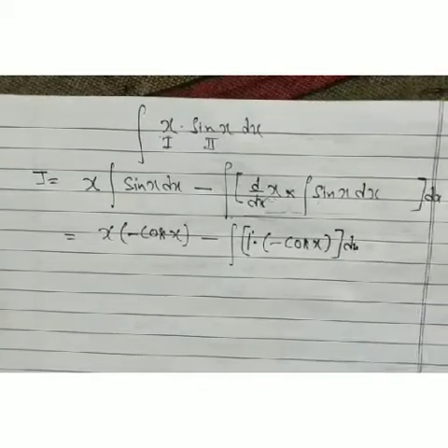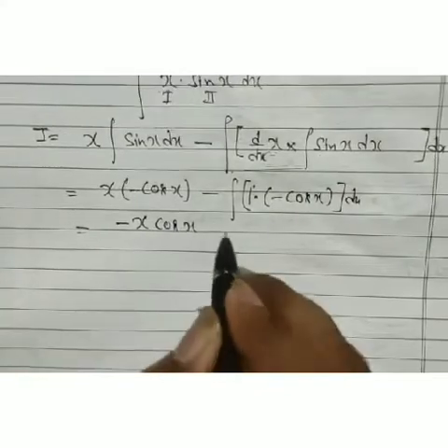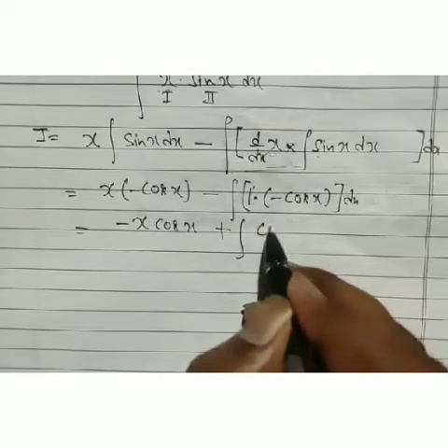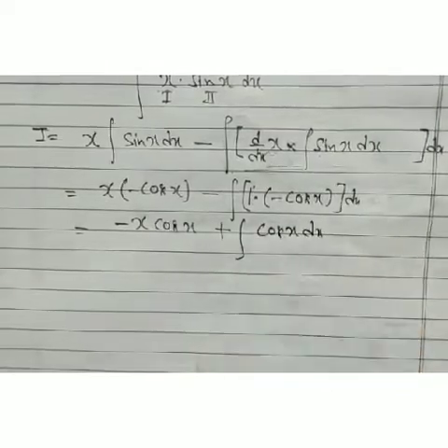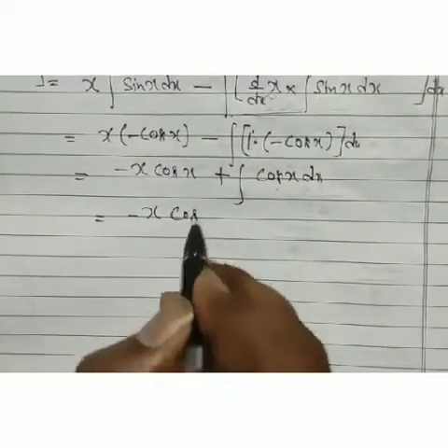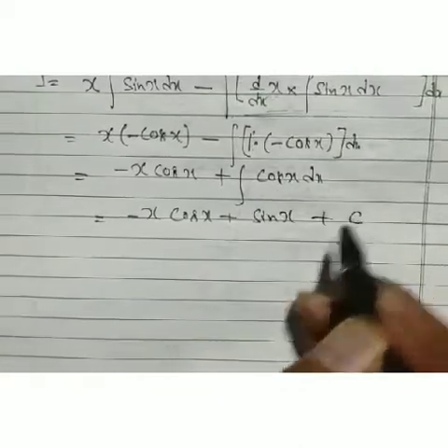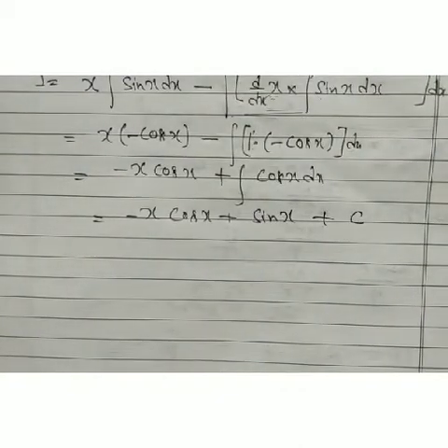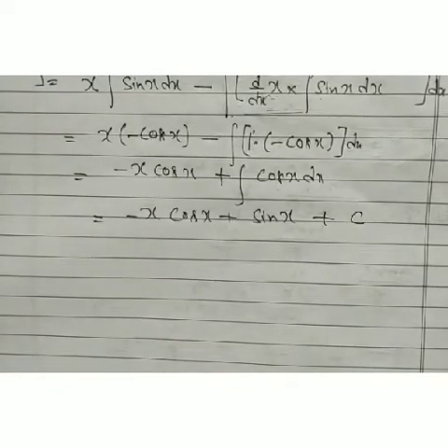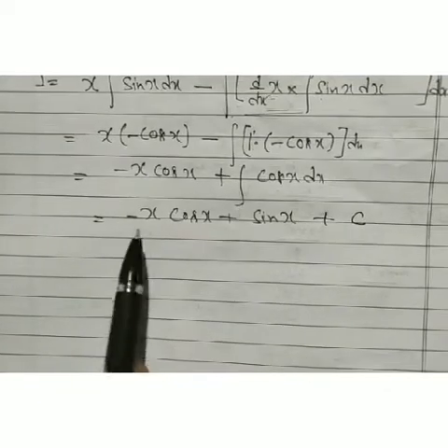And dx. Now it can be written as minus x cos x, and this is 1 into minus cos x, with the minus carried outside. Then we have cos x dx. Now we are going to find the integration of this cos x. Now what we have: minus x cos x, and the integration of cos x is sin x, plus c. This is the value of our integral. We get the integration of x sin x as minus x cos x plus sin x plus c.